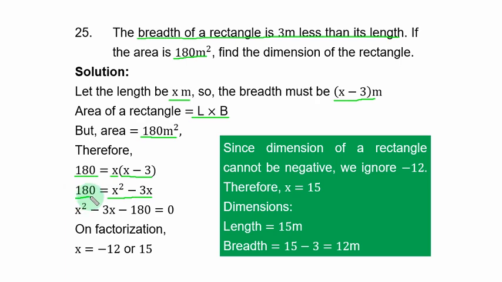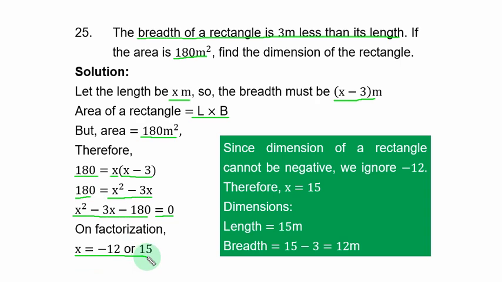If you wish to factorize, you have to transfer 180 to the right hand side, so that you have 0 there. When you do that, you have s squared minus 3s minus 180 equal to 0. On factorization, s is equal to minus 12 or 15.